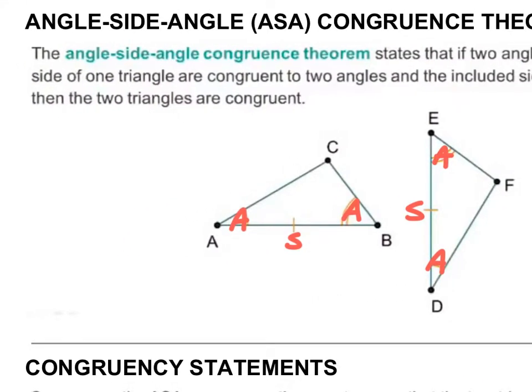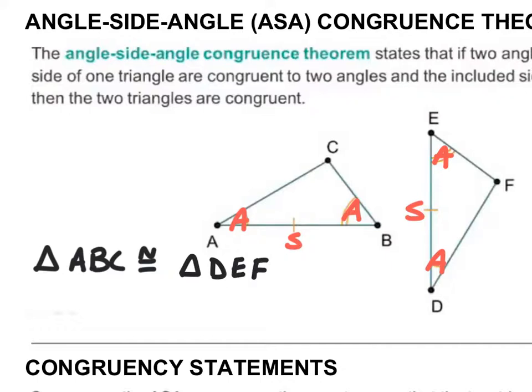So I'm going to come over here and write my congruency statement and say triangle ABC is congruent to, because I said AB, I need to line this up, triangle DEF, because A corresponds with D, and B corresponds with E. So you have to make sure that you're dealing with corresponding segments. Triangle DEF, and they're congruent by using angle side angle.